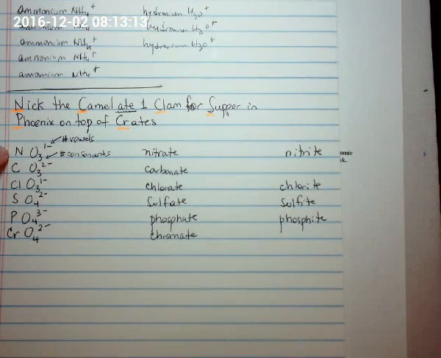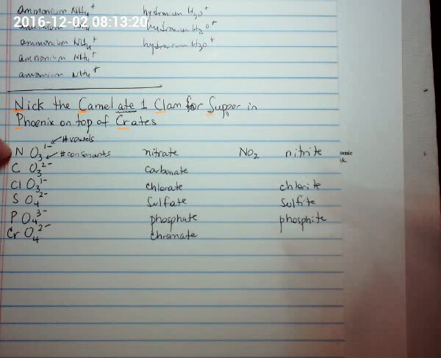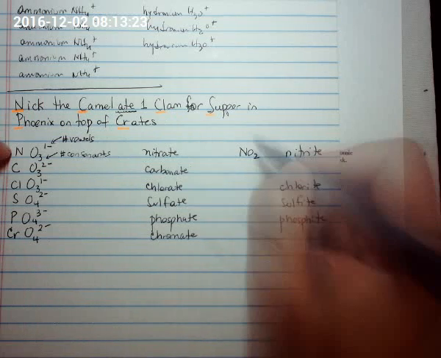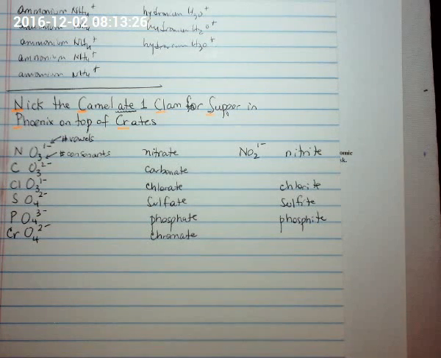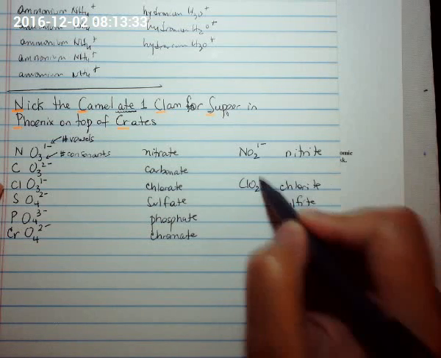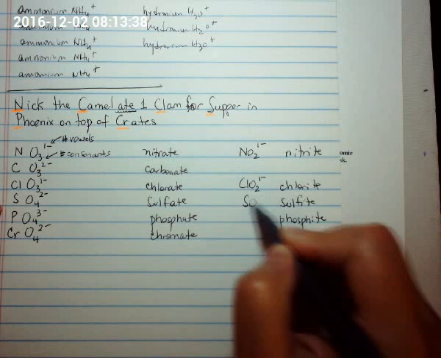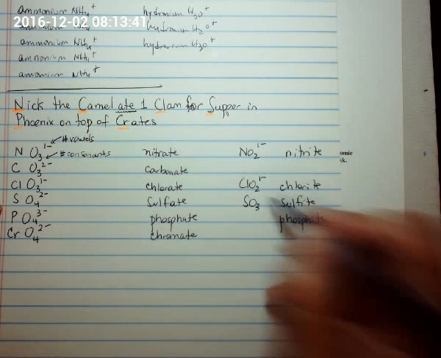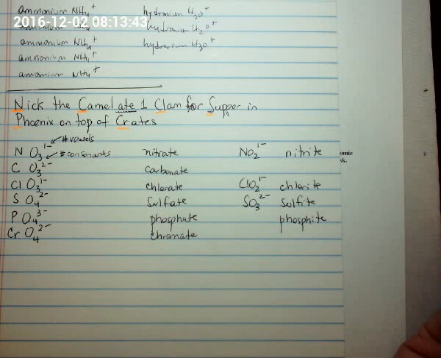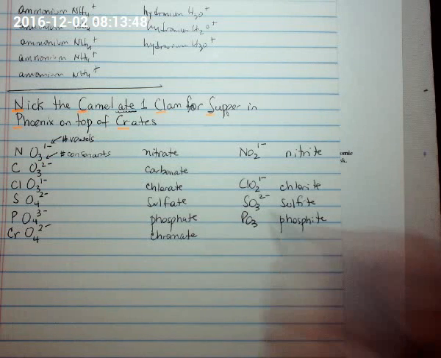So what did we just say? -ite is 1 less oxygen. So what's 1 less oxygen from over here? NO2. And what do we say about the charge? Doesn't change, it's the same. Nitrite is NO2 1 minus. What about chlorite? What is it? ClO2, what's the charge on it? 1 minus. What's sulfite? SO3, what's the charge on it? 2 minus. And then what's phosphite? PO3, what's the charge on it?